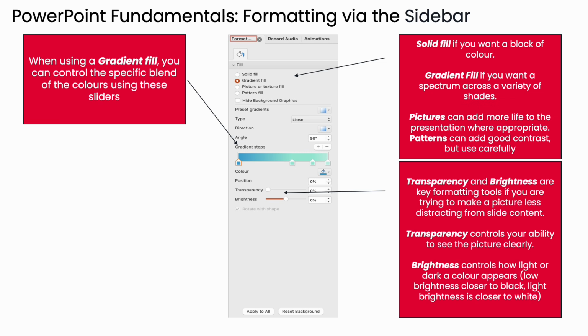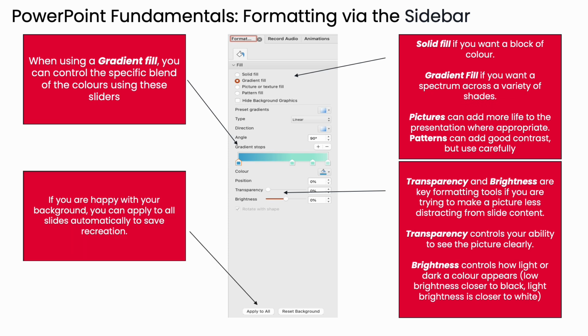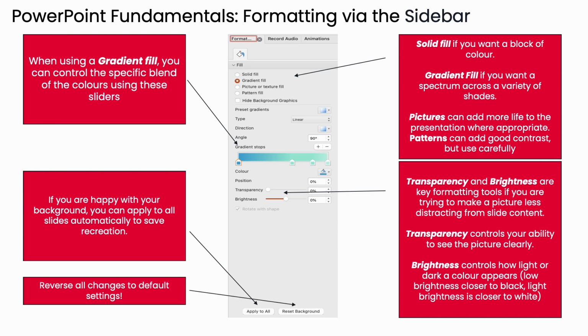If we're thinking about shortcutting these formatting changes so they're applied to all of your slides, you can create one background on a slide and then apply that to all your slides in your deck, which is a great shortcut. And don't panic, if anything goes wrong, you can reset all changes to default settings from the sidebar as well.